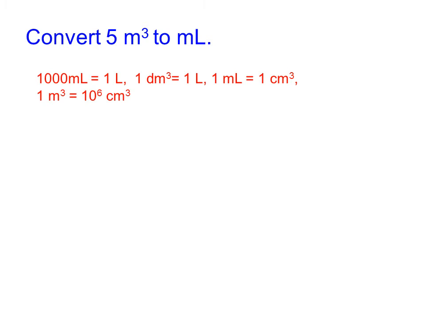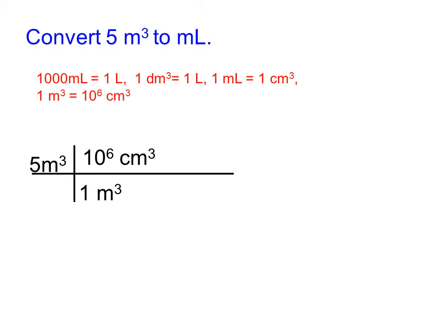Let's try this one. So we start with our cubic meters, and I think I've got to use this number here because it's the only place where I see cubic meters in all my equalities that I know. So I put that on the bottom, and that goes on top. And then I think I use this one because this converts cubic centimeters to milliliters. So that's what I'm going to use next. So there it is.